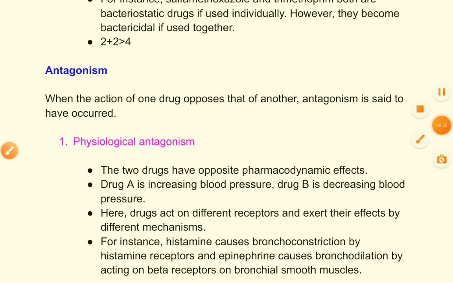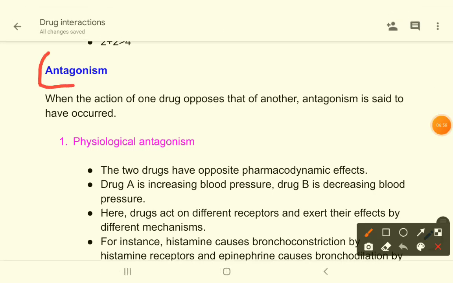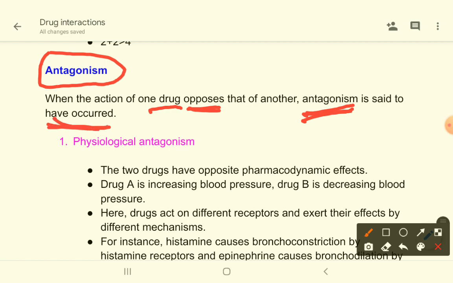Now come to antagonism. What is drug antagonism? When the action of one drug opposes the action of another drug, that is called antagonism. When one drug opposes the action of another drug, antagonism is said to have occurred. Now antagonism is also divided into different subcategories. Let's look at them.